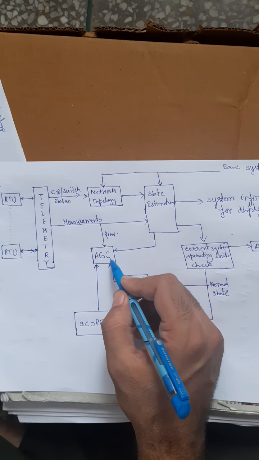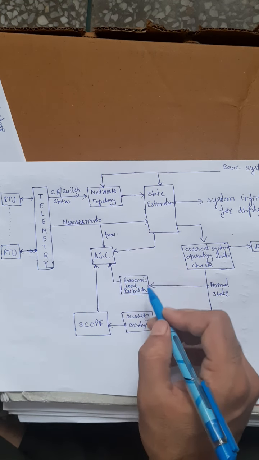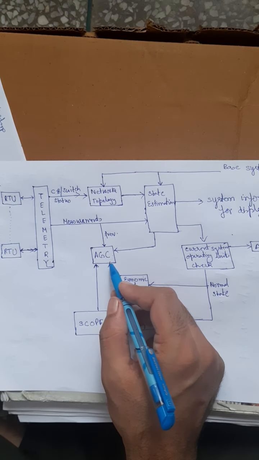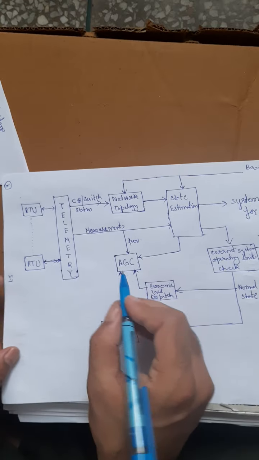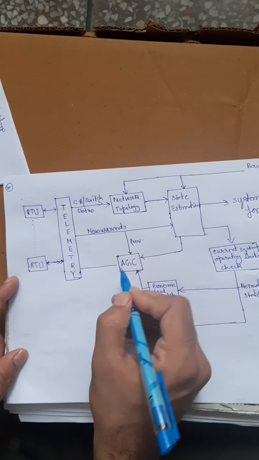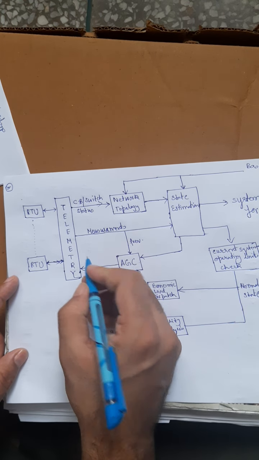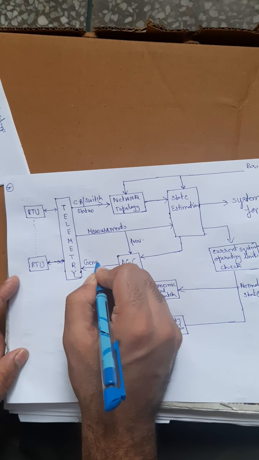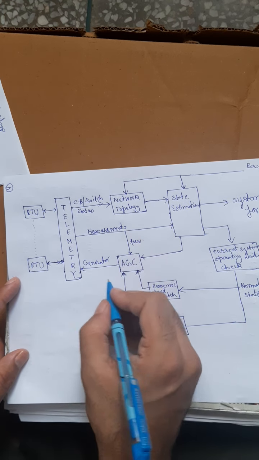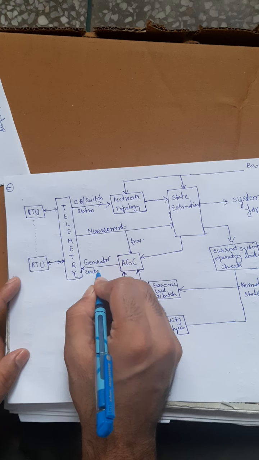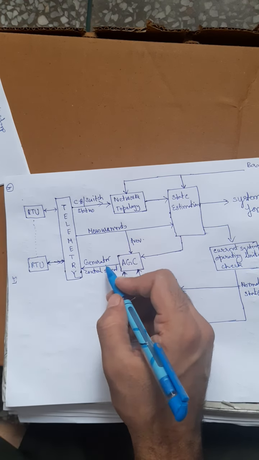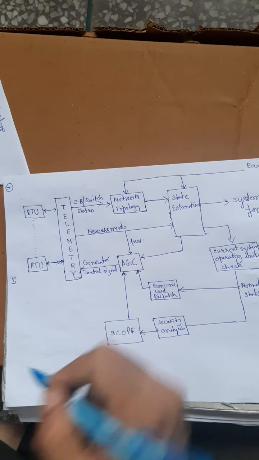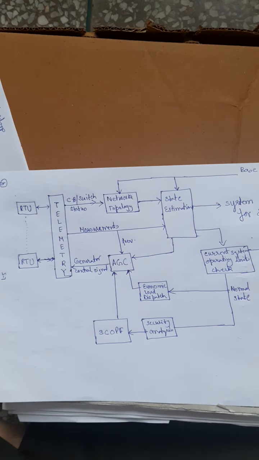In order to run the system economically and securely, two more inputs go to this AGC: the economic load dispatch problem and the security constrained optimal power flow program. Based on that, this AGC will give a signal to the generator to control its output, either to increase the generation or to lower the generation. So this is when the system is in the normal state.